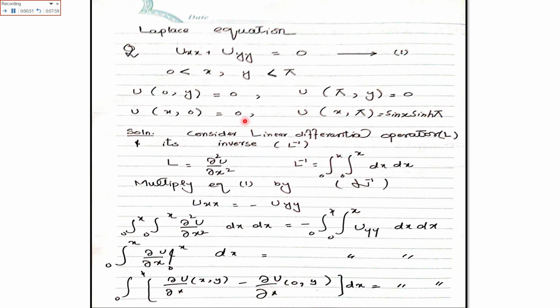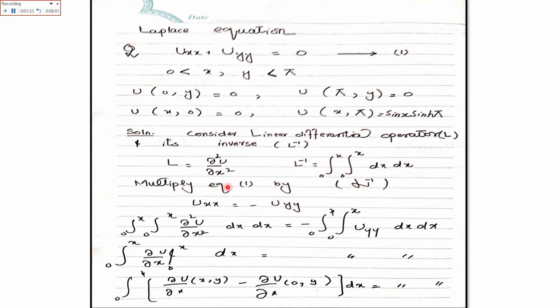Now we consider the partial linear differential operator Laplace and its inverse. This equation can be solved with respect to x, or with respect to y. Here in this example, we are solving this Laplace equation with respect to x. Here the Laplace operator is ∂²u/∂x², as given. So the inverse of the Laplace operator would be the integration. As we have two partial derivatives, we have two integrations, 0 to x, dx dx. This is equation number 1.